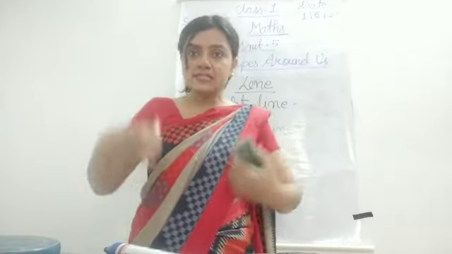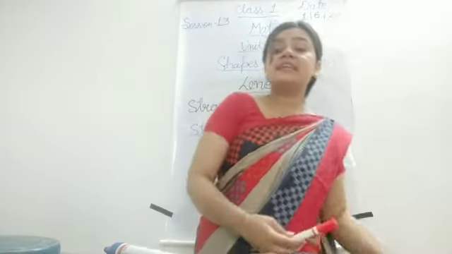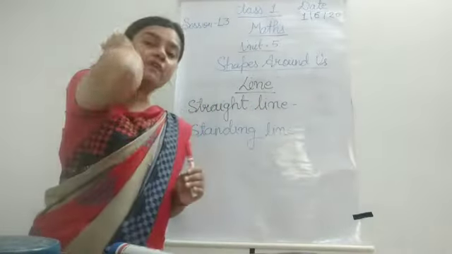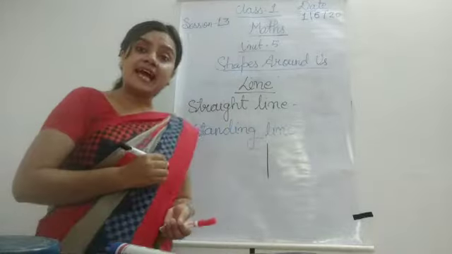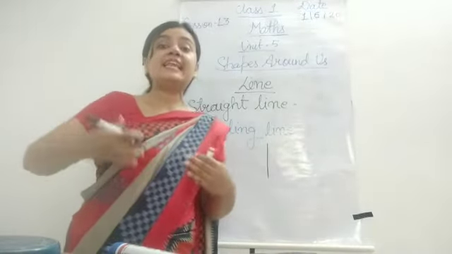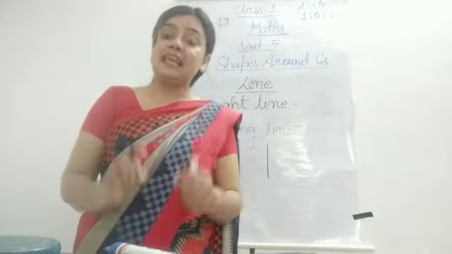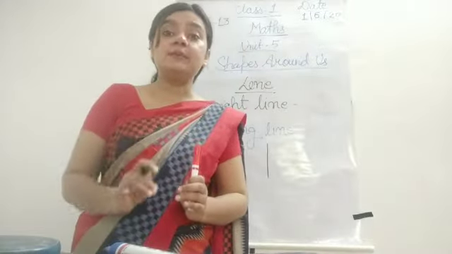I am standing like this, no? So if we are saying standing line, it means the line will also stand. When the line is standing, the line is called standing line. And when the line is slipping, that is called slipping line.